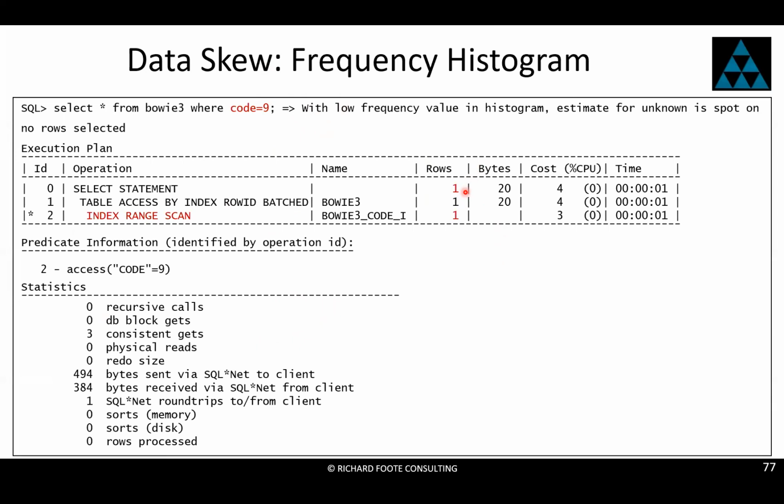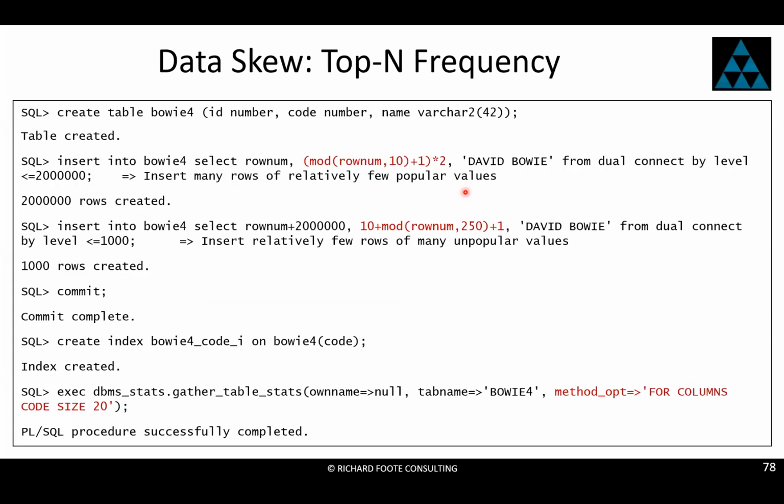So the key moral here is sometimes frequency histograms or histograms on their own is not enough. You need to understand sometimes the behavior around a histogram. Okay, top frequency. So what I'm doing here is I'm creating some rows. I've got 10 values that are very, very popular. And then I'm going to insert a whole bunch more values, 250 of them, which are very unpopular.